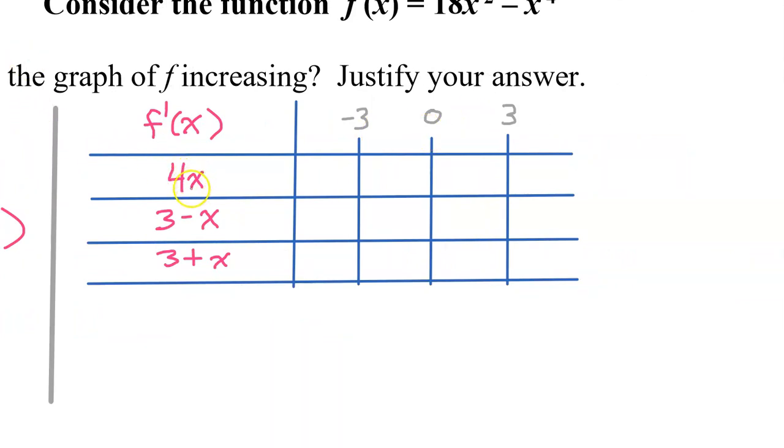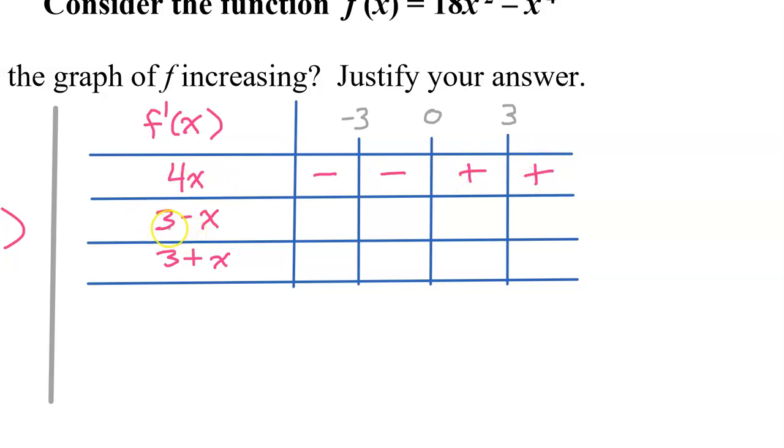Next, we need to decide if these factors are positive or negative in each interval, starting with 4x. Well, 4x will be negative wherever x is negative, so that will be here and here. 4x will be positive where x is positive, so that will be here and here.